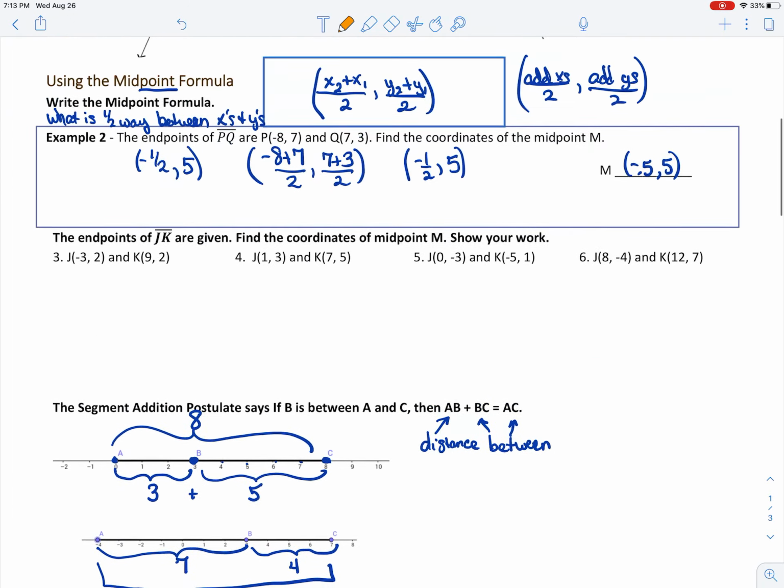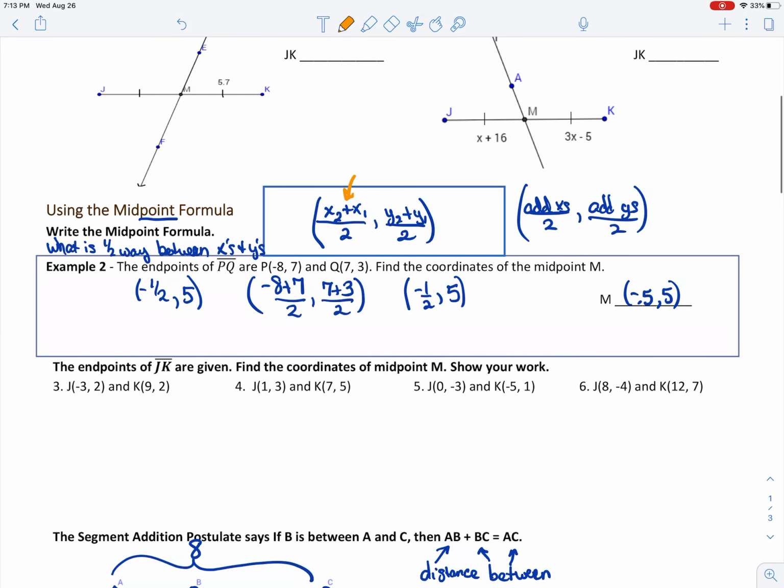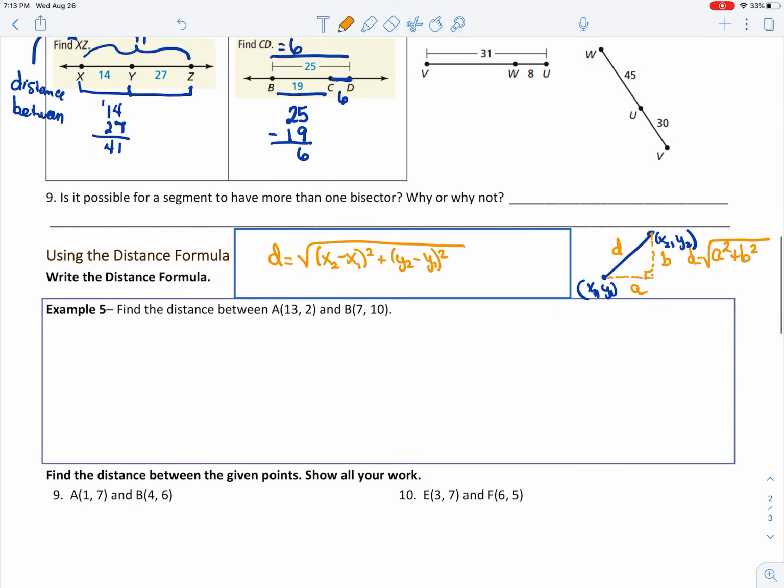Now remember, up here with midpoint formula, we added and divided by 2. With distance formula, we subtract, square, and then we add in the middle. So order of operations is important here. We have to do what's in parentheses first, then square them, and then add them, and then take the square root. So, two ways of approaching it.